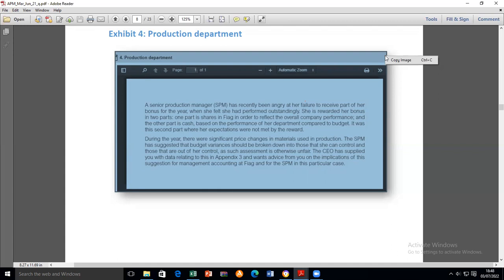So planning variance is the difference between the original budget and the revised budget, which has insight, and then the operational variance is the revised budget versus the actual. Okay. That's the difference.